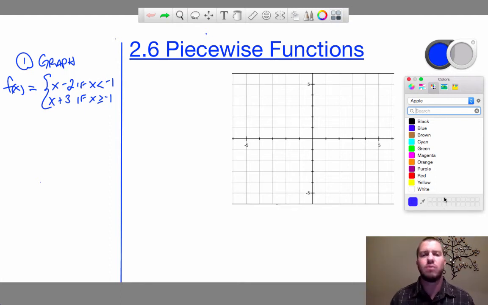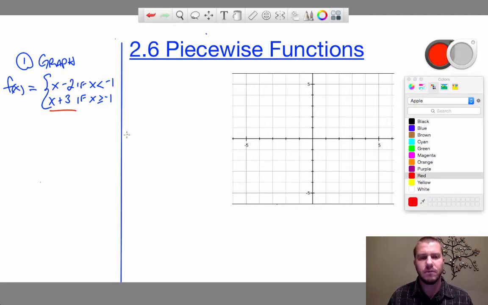2.6. It's called Piecewise Functions. And what it is, it's more than one function pieced together from a domain. So for this first one, we have the function x minus 2 if x is less than negative 1. But then once you get where x is greater than negative 1, it's going to be the function x plus 3. I'm going to show you two different ways to do this.